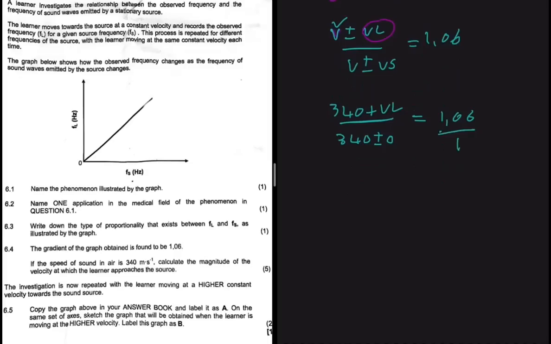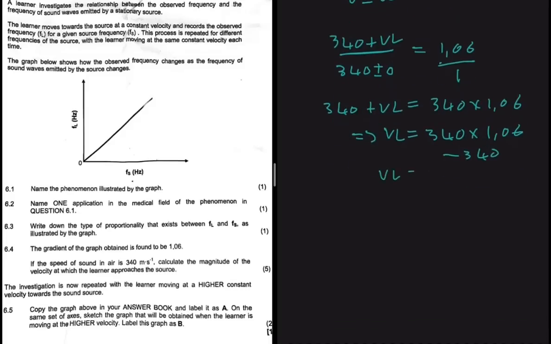So if we cross multiply here, we should get 340 plus VL equals 340 multiplied by 1.06. So here it should be easy to see that VL will be equal to 340 multiplied by 1.06 minus 340, right? So VL should be equal to 20.4 meters per second, right? And that's how we solve that problem basically.